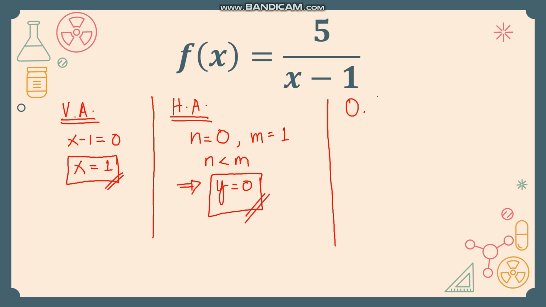And lastly, for the oblique asymptote, we have to check if n is equal to m plus 1. Or if we add 1 to the degree of the denominator, it should equal the degree of the numerator. We know that n is 0 and m is 1. So let's substitute here: n is 0 equals 1 plus 1. So this becomes 0 equals 2, which is not equal. Since it does not satisfy the condition n equals m plus 1, we can say that there is no oblique asymptote.